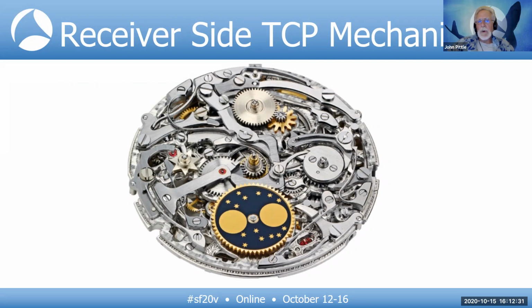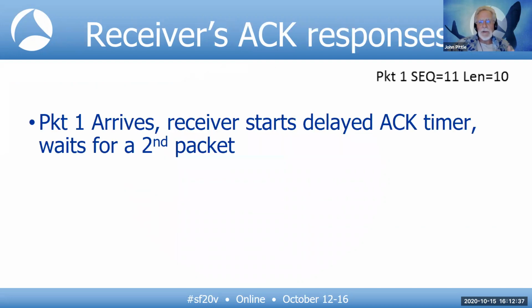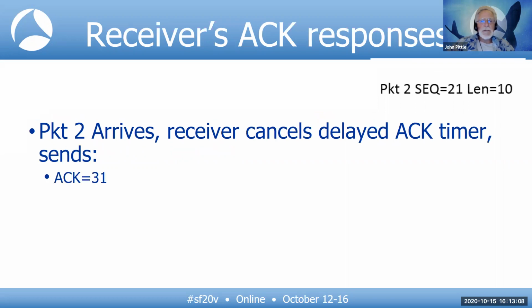But I want to very quickly marry up what we just saw with some receiver side TCP mechanics as well. Going back to our example of the 5 packets, 1 and 2 were received, 3 did not get, 4 came in before 3, then 5, and then 3 came last. So packet 1 arrives, and I want to make sure we think about the delayed ACK timer. Packet 1 arrives, receiver starts the delayed ACK timer, waits for a second packet. You can see sequence number 11 came in for a length of 10. Packet 2 arrives, and immediately the receiver cancels the delayed ACK timer and sends an ACK for 31, saying, hey, I'm ready for stream byte 31.